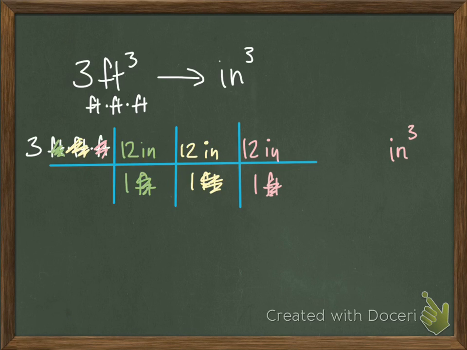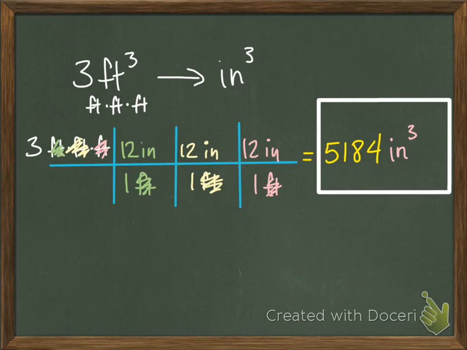Now I just got to multiply. So I'm going 3 times 12 times 12 times 12. So that gives me 5184. Give myself some space. I'm going to put this real bright. 5184 inches cubed, and that would be our final answer.